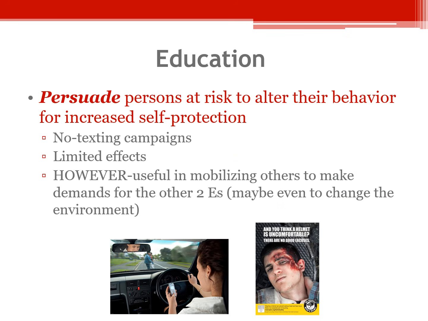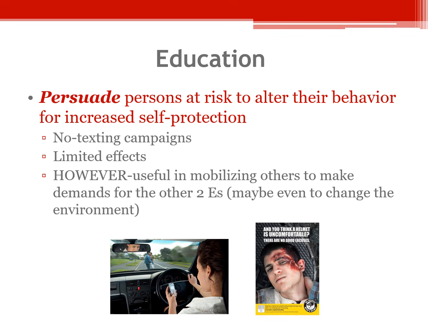We'll start now with the first E, education. One of the ways that you can use education for injury prevention and public health is to use educational tools to persuade persons at risk to alter their behavior for increased self-protection. In other words, show people the data, make it meaningful to them, and show them that there are certain ways they would want to behave in this world to reduce their chances of this bad thing happening to them.